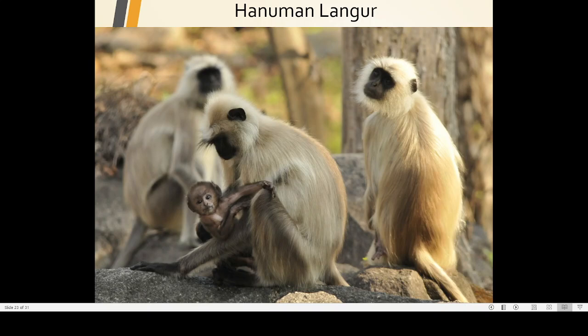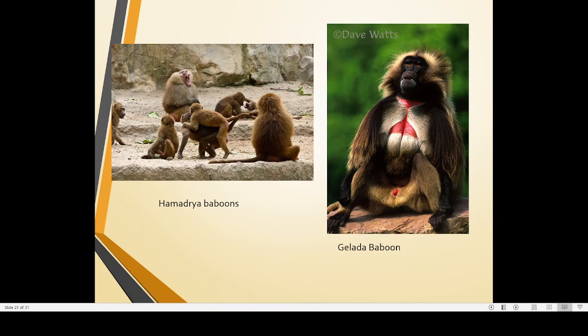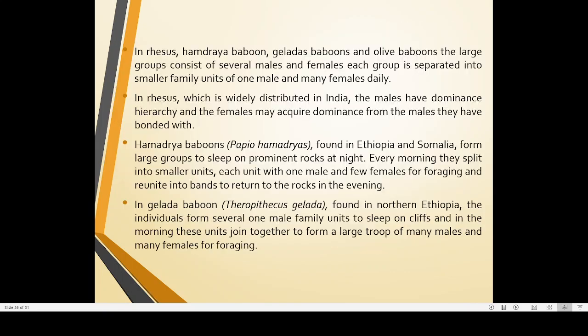Then another case is the case of Hanuman Langur. This is the way Hanuman Langur is observed. They are also showing this multi-male bisexual group behavior. So this is the case of gorilla. You can see that silver hair there. Gorilla is a very strong, large-sized primate. Then there are Hamadryas baboons and Gelada baboons. So these kinds of monkeys are there, and all of them exhibit different types of social behavior.